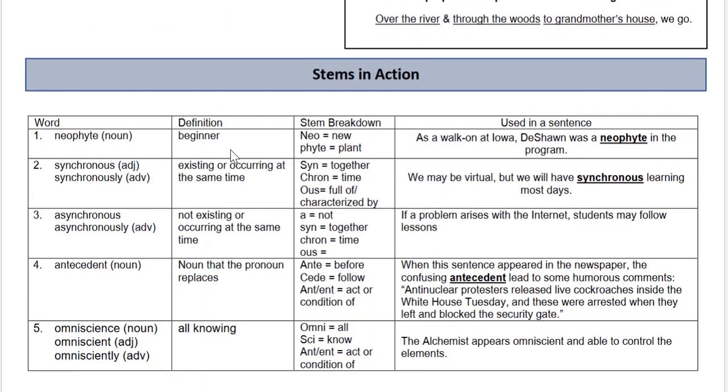Down here you'll see the stems in action. So here are a list of words that are made up from the stems that we have this week. Here are the definitions, the stem breakdown, and here they are used in a sentence. Now, what you have to be able to do is you need to be able to change the form of the word in order for it to fit properly into the sentence.